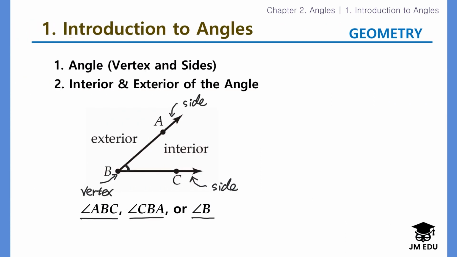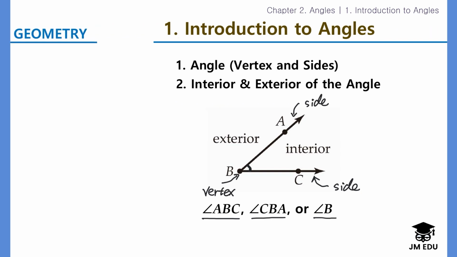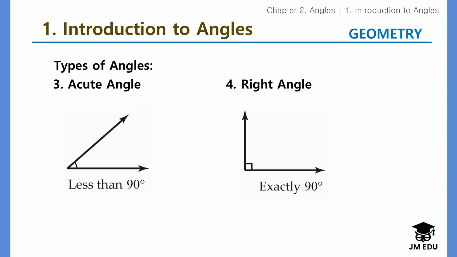Number 2. An angle separates a plane into three different parts: the interior of the angle, the exterior of the angle, and the angle itself. There are 6 types of angles.